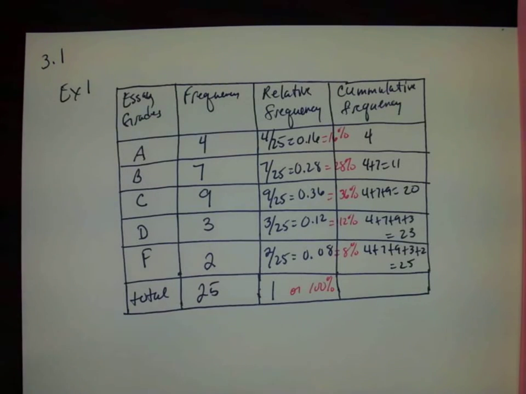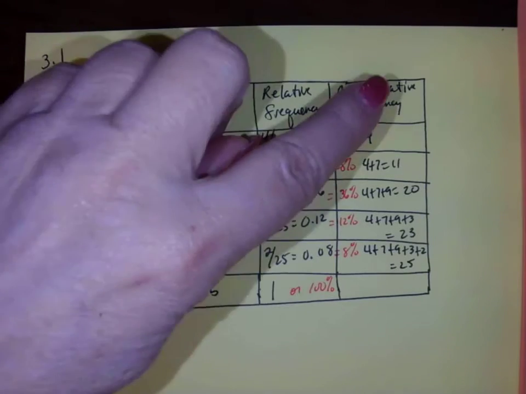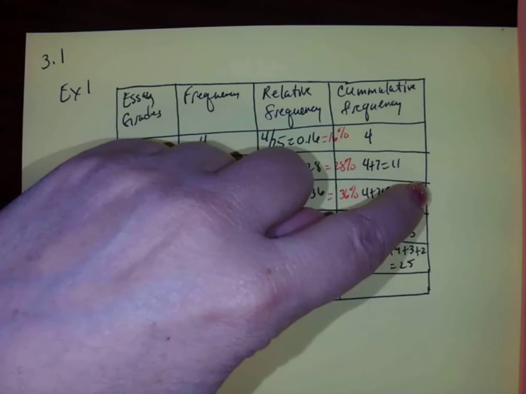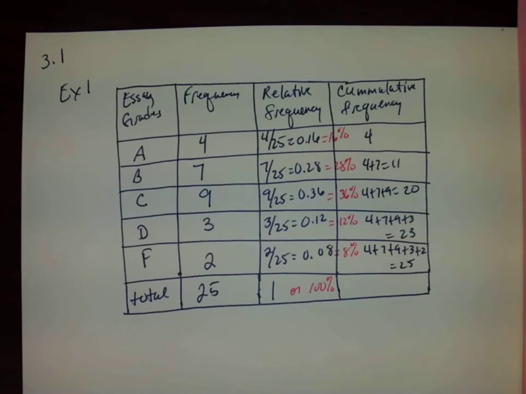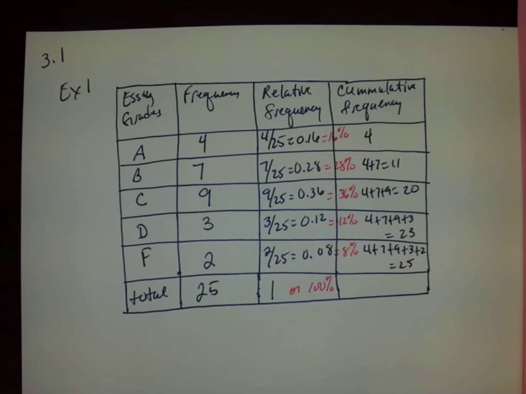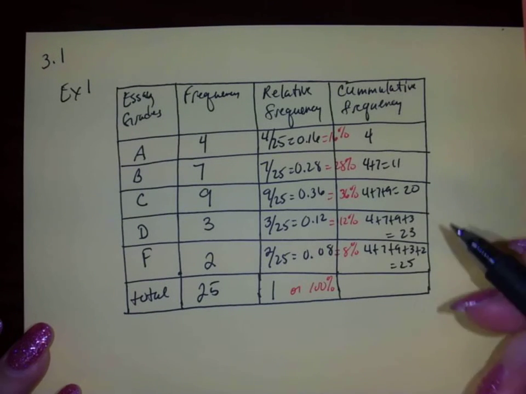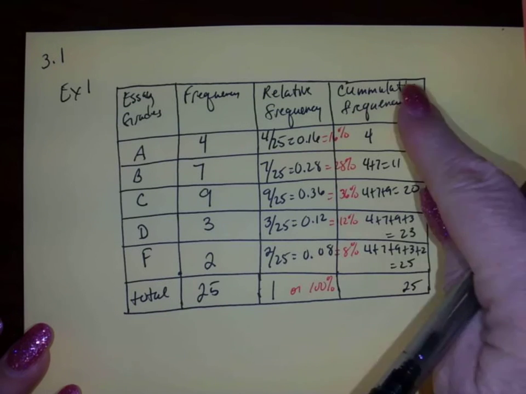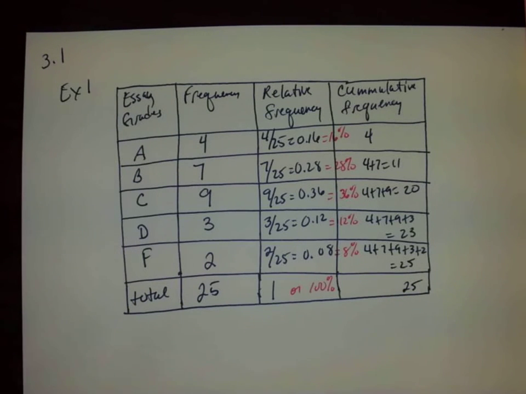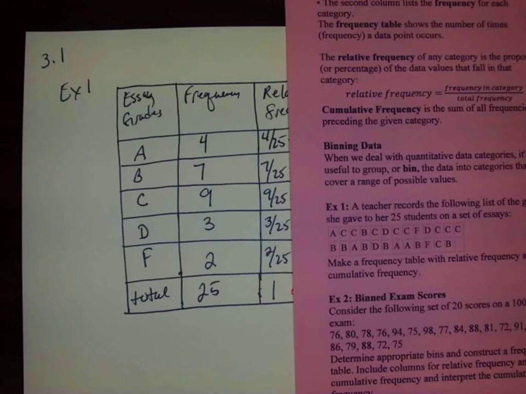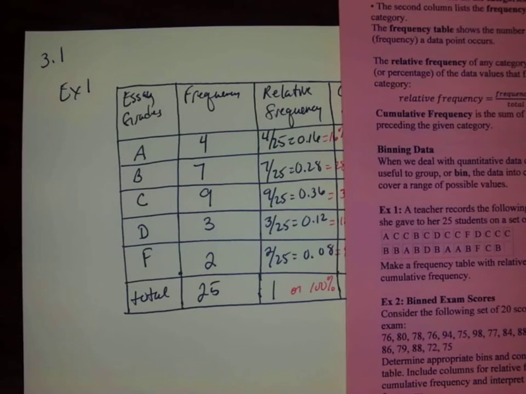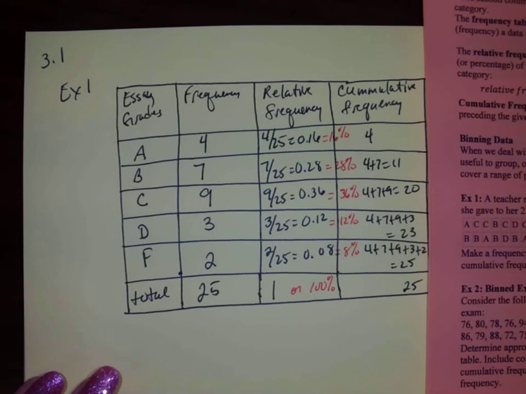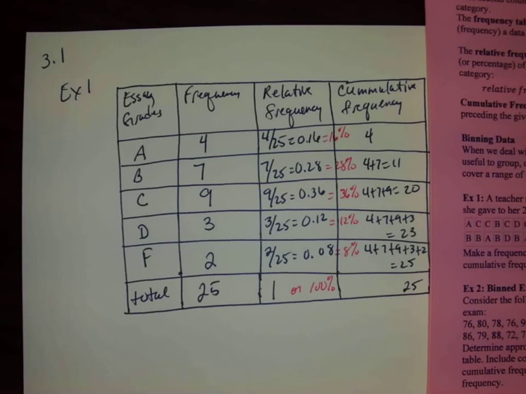And if you want to, you could take 11 plus 9 and then 20 plus just the 3 and then 23 plus the 2. But that's the total of the cumulative frequency. And your last number should also be 25 because you're totaling them all up. So that's the difference. If you're asked to just do a frequency chart, just do the first 2 columns. Relative frequency, do 3. And cumulative, you're going to do all 4. All right.